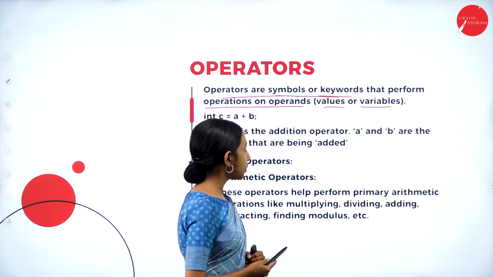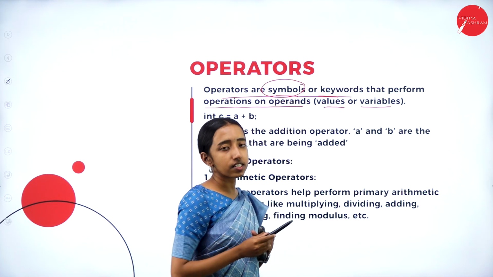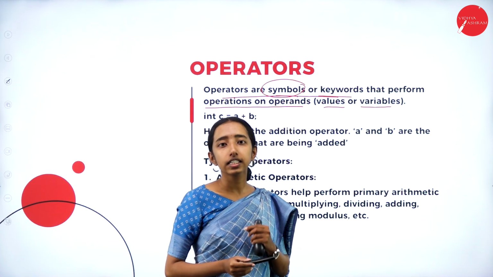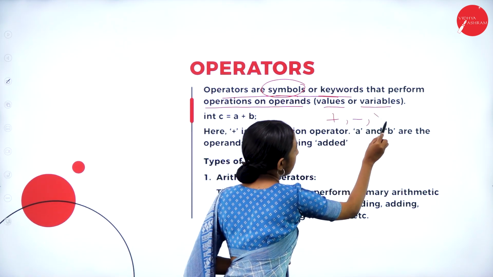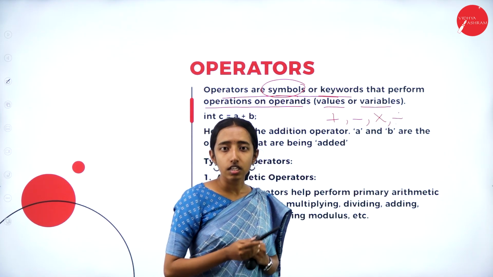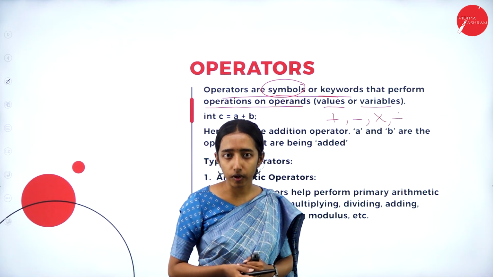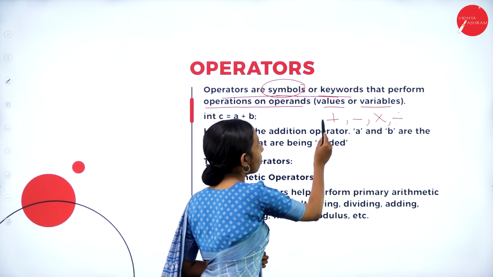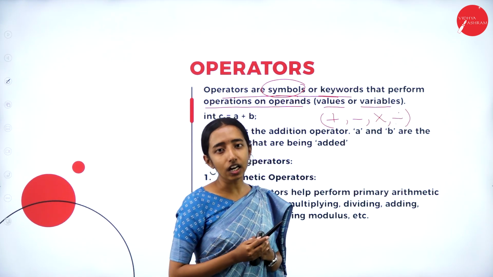So as the definition says, operators are the symbols or the keywords. For example, plus, minus, into or divide. These are the operators. So in C++, in coding, we are having different types of operators. The example I have given here is the arithmetic or the mathematical operators.